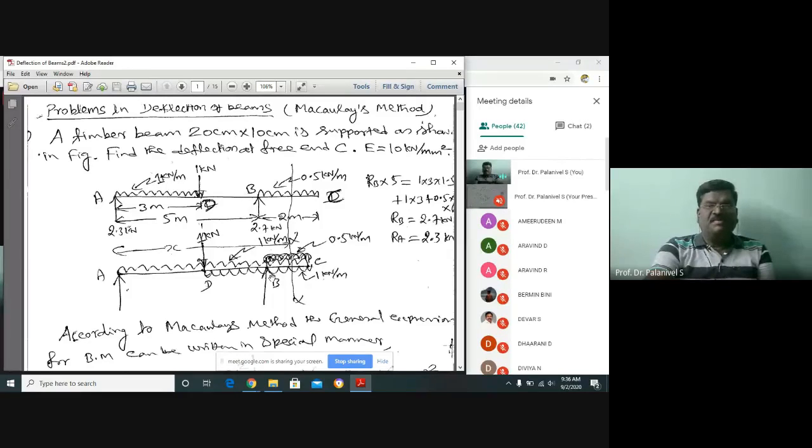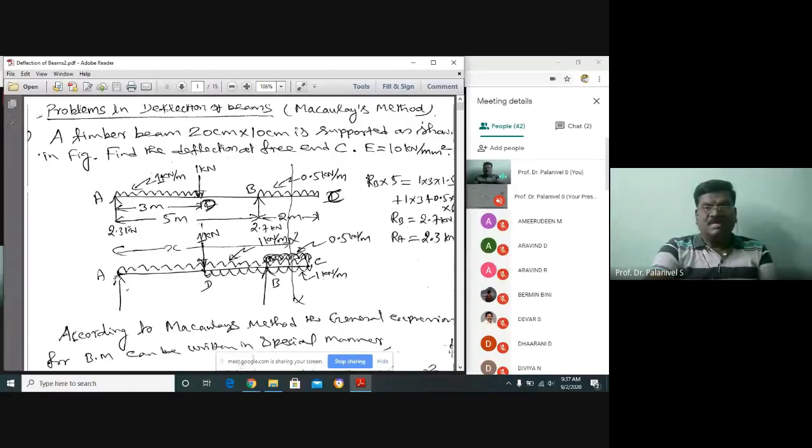This simple modification we are doing in order to write a general expression for bending moment, so that the terms will be applicable to each portion. For that purpose, we proceed in this special manner. For that, more practice is required. You have to practice several problems from textbooks.